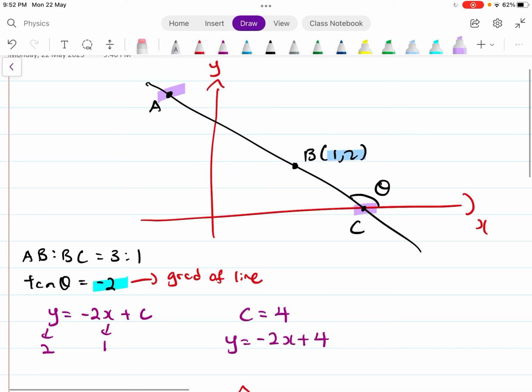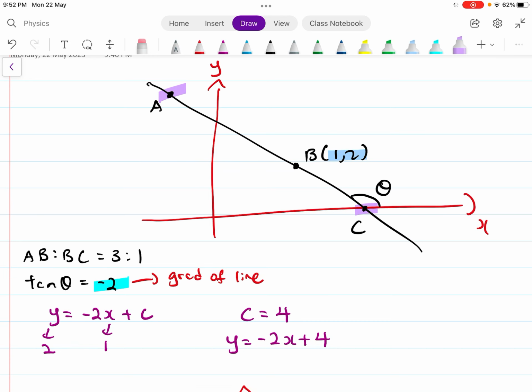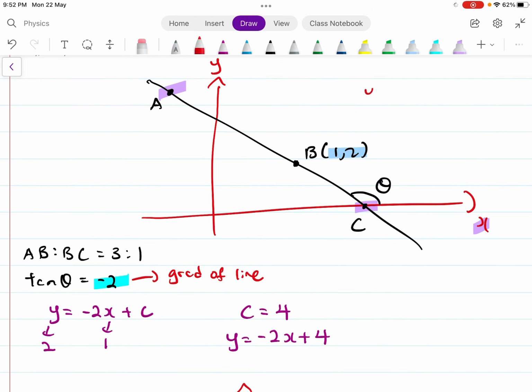Okay, next thing, we want to find the coordinate C and the coordinate A. Let's do the easy one first, the C first. If you want to find coordinate C, we know that C is the x-intercept. So based on the answer for part A, you can simply find y equal to -2x plus 4. Since you want the x-intercept, meaning that you must sub in y equal to 0. So when you do that, you get 2x equal to +4, x is equal to 2. So the coordinate C here will be (2, 0).